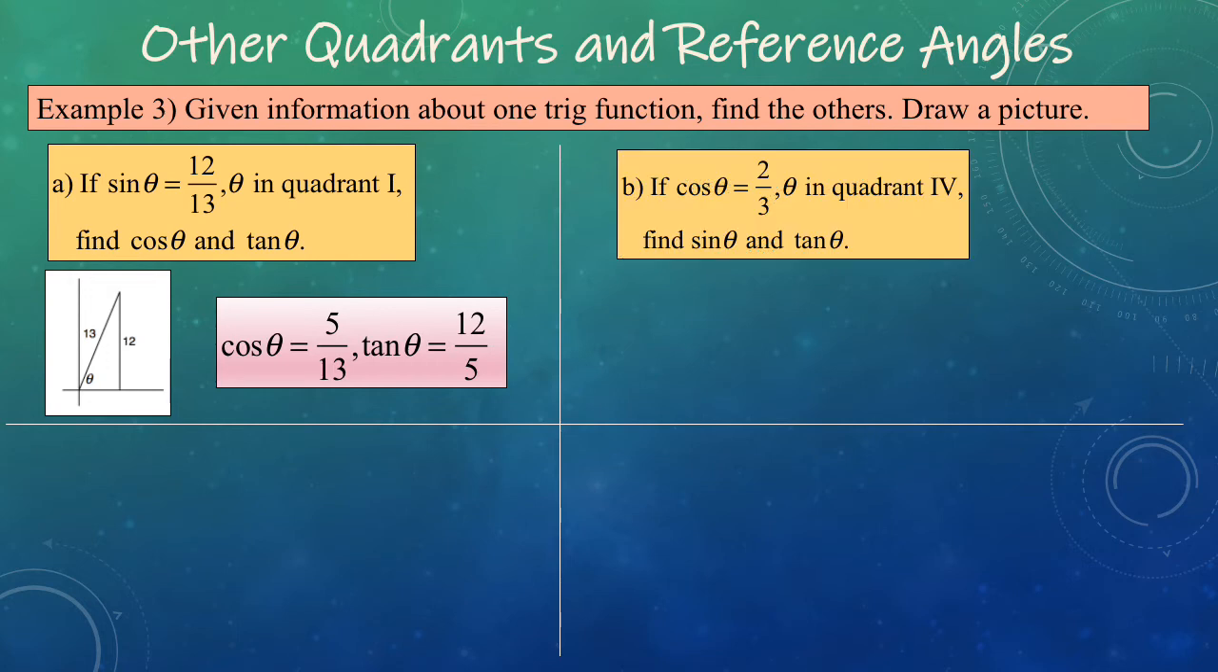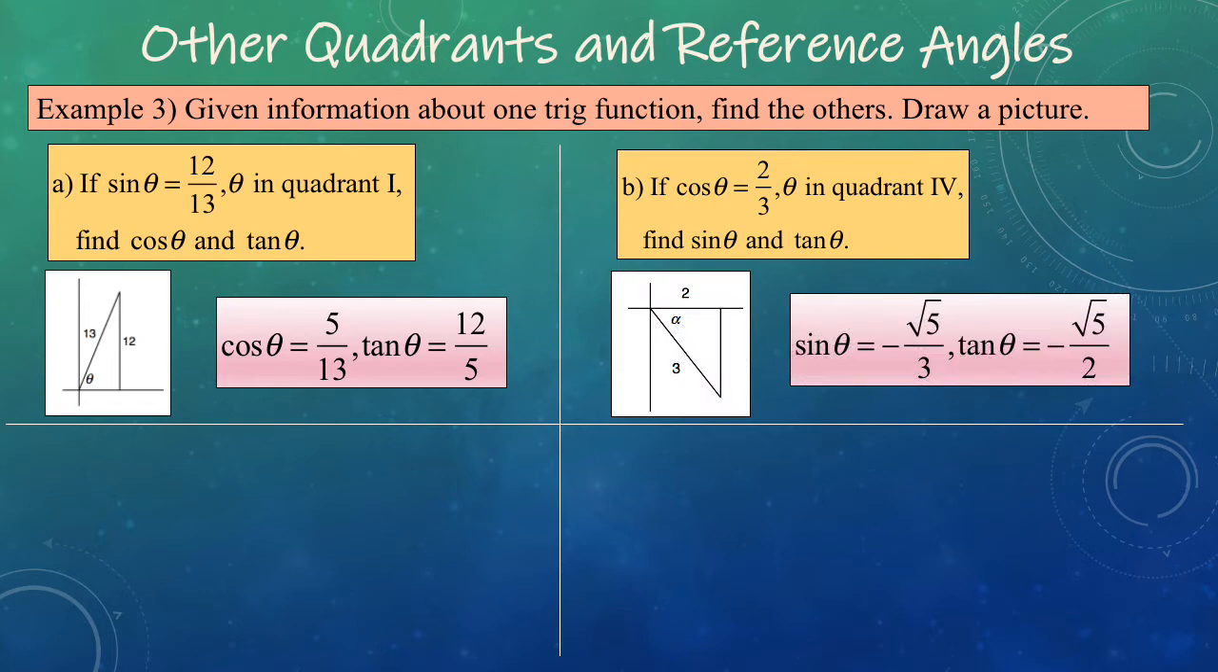In B, we are told that cosine theta is equal to 2/3, and theta is in quadrant 4, and we wish to find sine theta and tangent theta. Since theta is a quadrant 4 angle, we draw our picture with x equals 2 and r equal to 3. The reference angle we call theta, or any variable we want. We use this acute angle to find trig functions of theta.